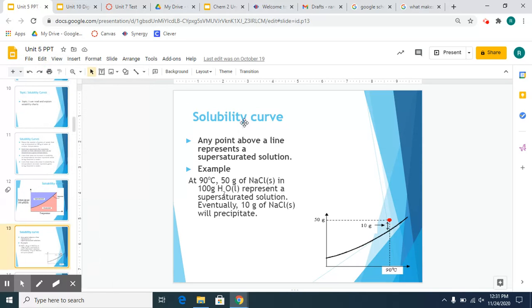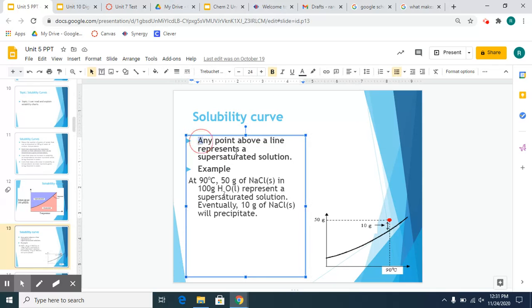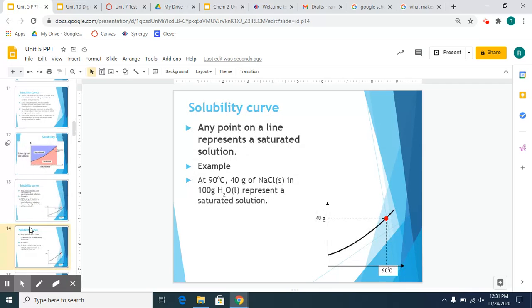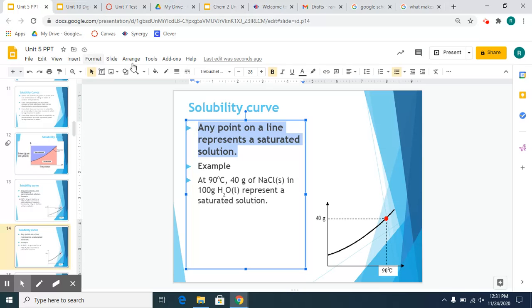Where's the underline? There you go. So for example, here we have 90 degrees Celsius at 50 grams. If we look at where that's at, it is above the line, so it would be a supersaturated solution. At any point on the line is a saturated solution. So 40 grams at 90 degrees Celsius is right on the line, so that would be saturated.